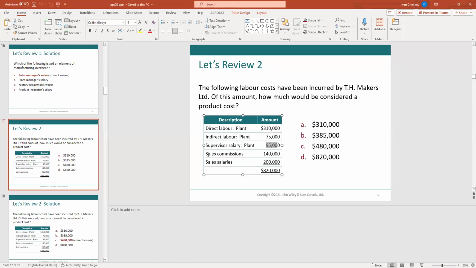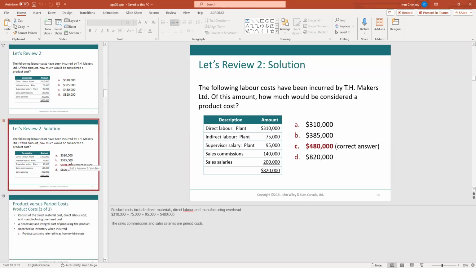How about the sales commission? Is that product cost? No. We already said anything related to sales is not part of the product. That's period cost. So sales salaries? No. So what's left? Those three. Once we get those three, we're going to get the total cost. It seems like it's going to be 480, right? 480, as we can see.